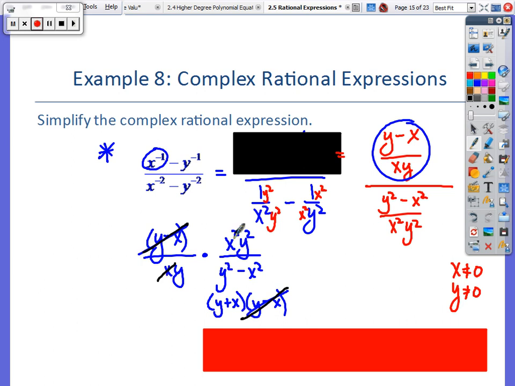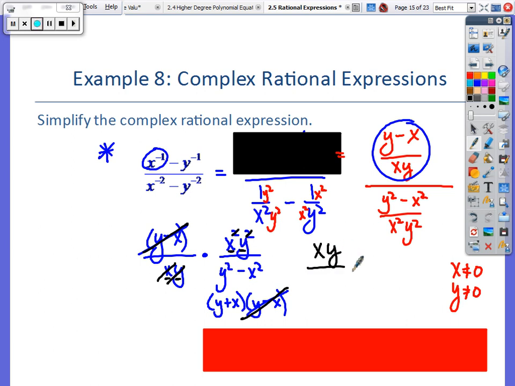Then I can cancel this x with one of those, this y with one of those, and how can I do that? These are factors because it makes a product. These are factors because it makes a product. I can cancel factors. I cannot cancel terms. I cannot cancel that y with one of those y's because that is a term connected with that subtraction sign. Do not cancel terms, only cancel factors.